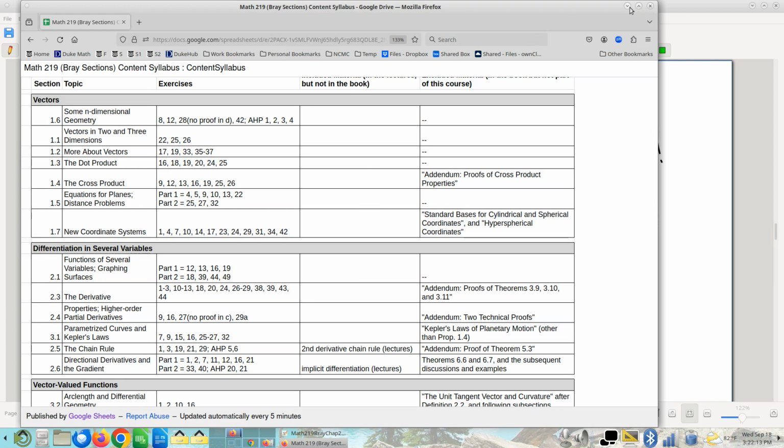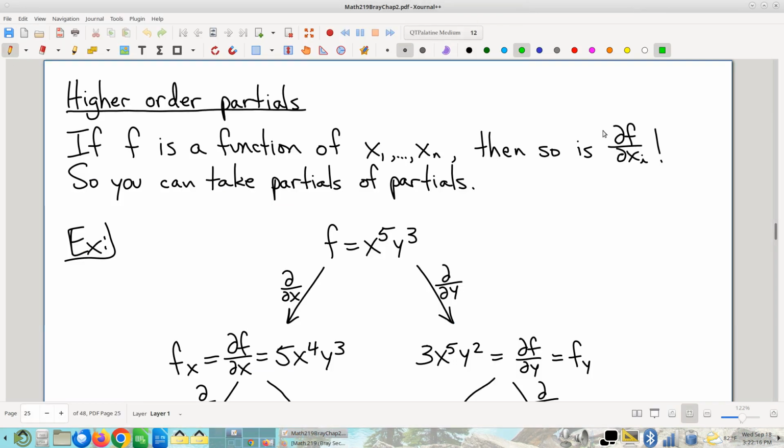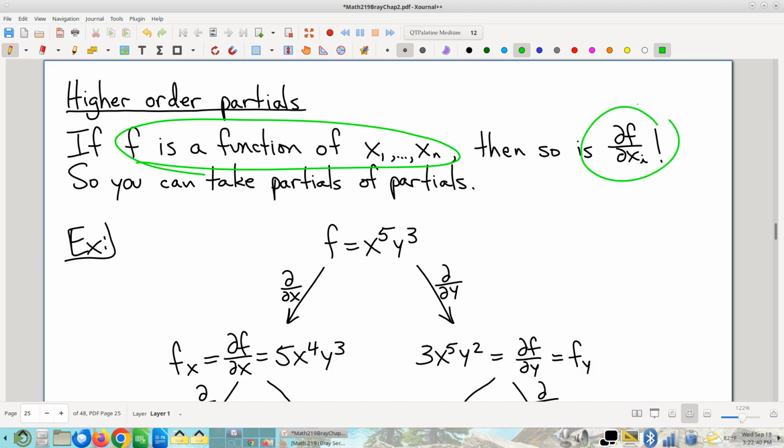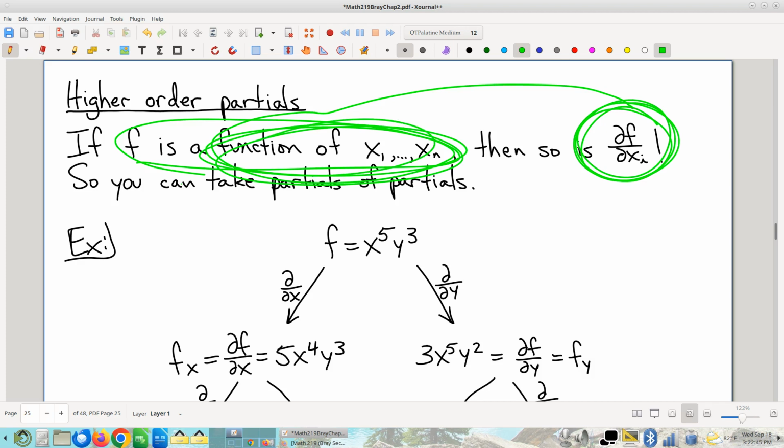Okay, all right, so back into math. Here's about where we left off last time. Let's talk about higher order partials. Y'all remember higher order derivatives from single variable calculus, right? If you have a function, you take its derivative, it's another function. You could take its derivative, right? So the same thing happens with partial derivatives. If you have a function of several variables, the partial derivative is also a function of those same several variables. So you can take its partials too.